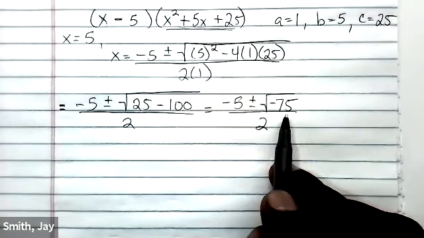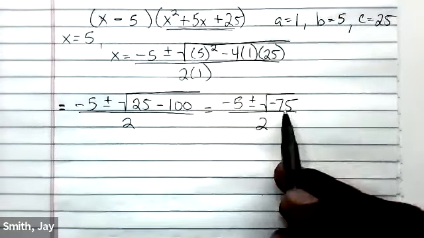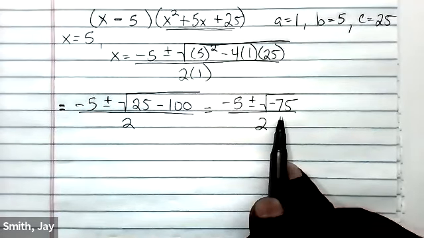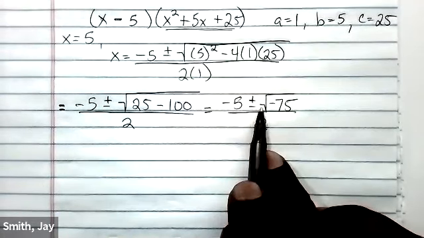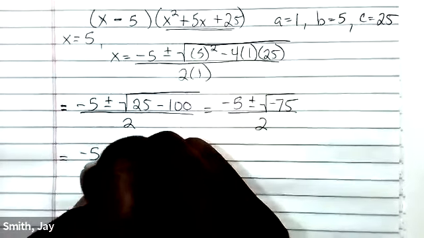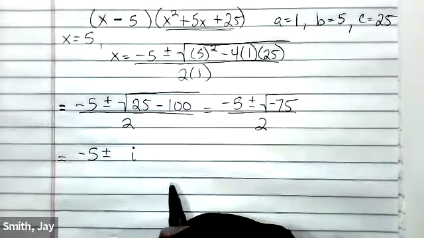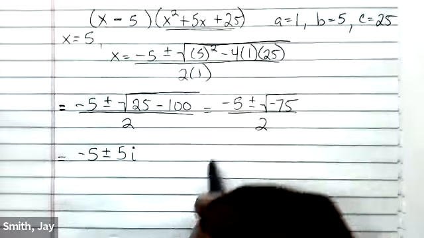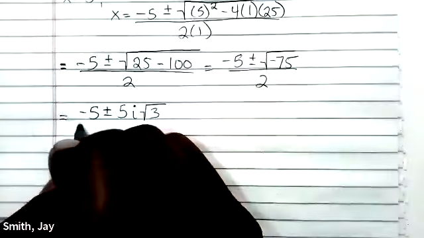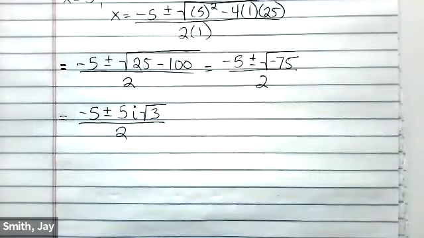The square root of -75 can be broken down. We know to get rid of the negative, pull out an i. The square root of 75 is the same as the square root of 25 times 3. We know the square root of 25 is 5, so we can pull out a 5. So it's going to give me -5 plus and minus 5i, we pulled out that i to handle the negative, the square root of 25 is 5, and we still have that 3 underneath my radical. All of this still being divided by 2.